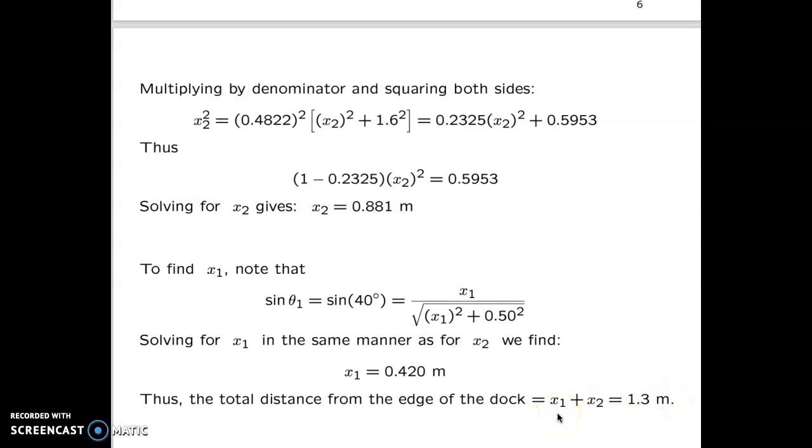So there we have it. We've used Snell's law and a little bit of trigonometry to solve this problem.